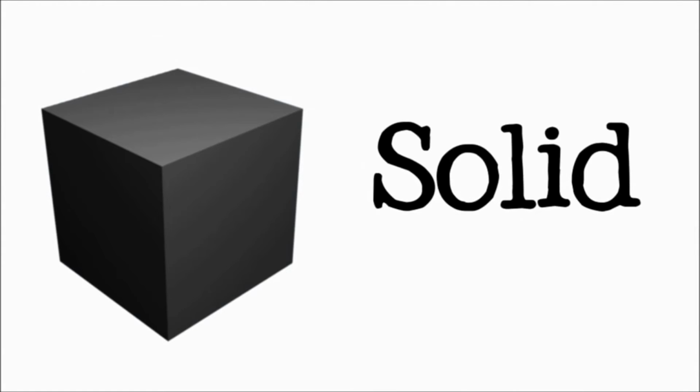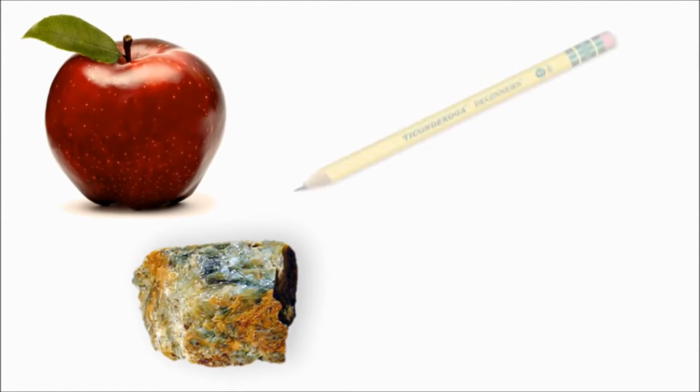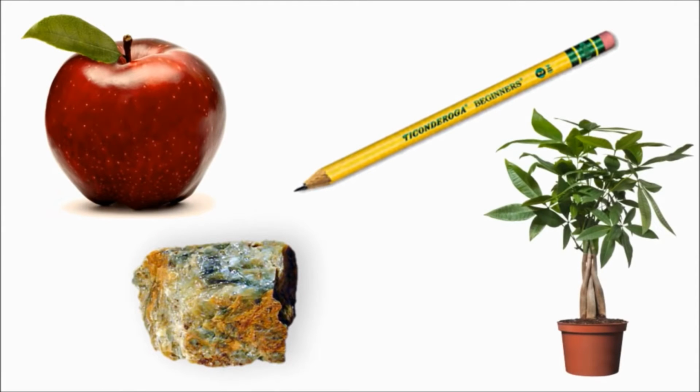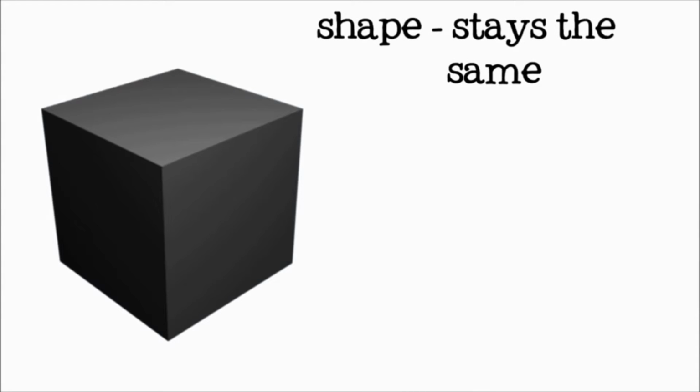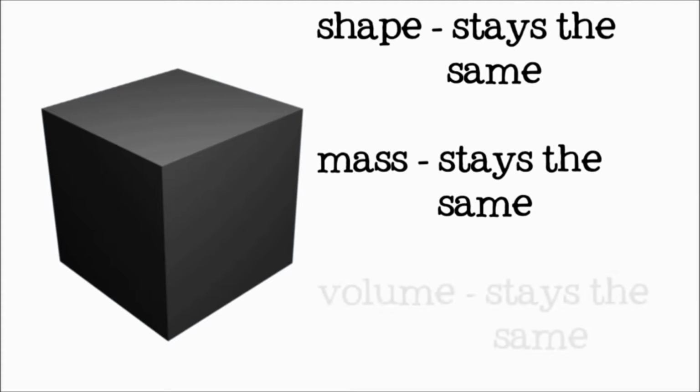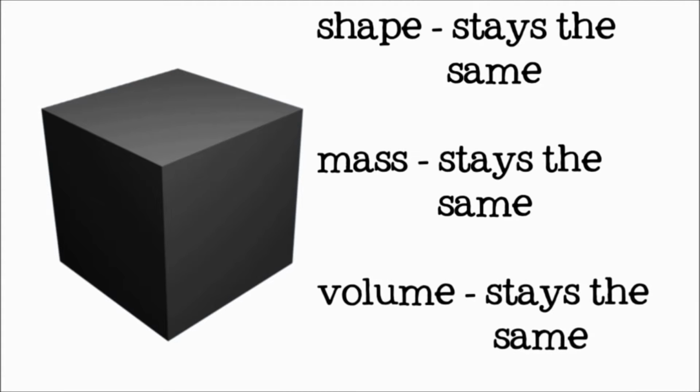Solids are easy to recognize. Rocks, apples, pencils, and plants are all examples of solid objects. A solid object has a definite shape that doesn't change when you move it or put it in a container. They also have a consistent mass and volume.